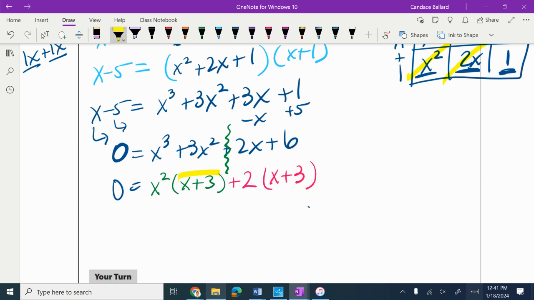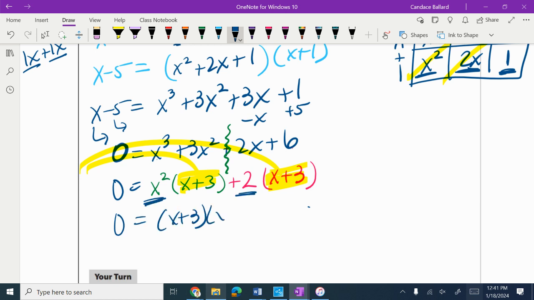And what do you know? I have the same ugly greatest common factor. I'm going to bring that out front. When I bring that out front, I'm allowed to write it down 1 time. So I get x plus 3, and then an x squared plus 2 is left behind. I'm going to use zero product property because I can't factor anymore. So I'm going to say x plus 3 equals 0 and x squared plus 2 equals 0.